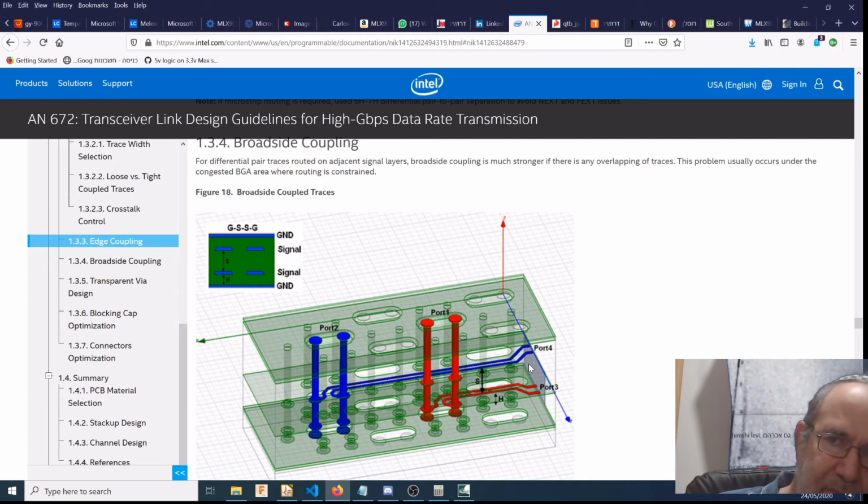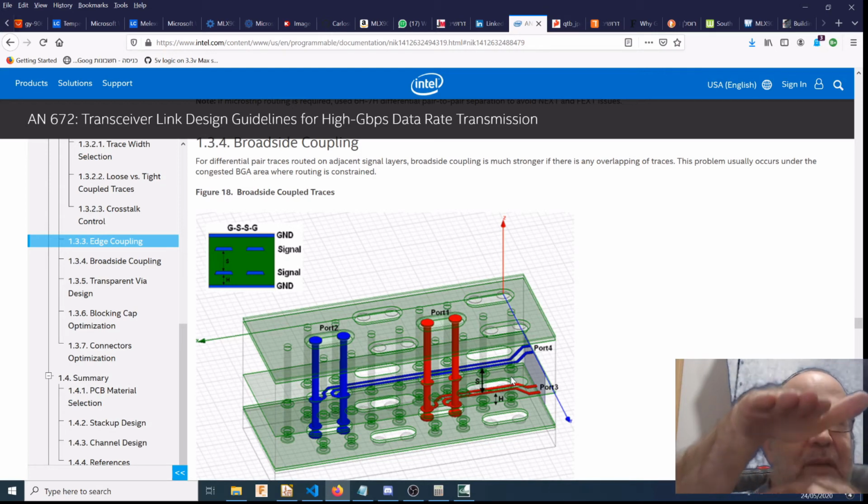Okay. We're now talking about broadside coupling. Okay. Broadside coupling, I'm showing this example, and I'm going to explain that we have two differential pairs, and the two differential pairs are one above each other.